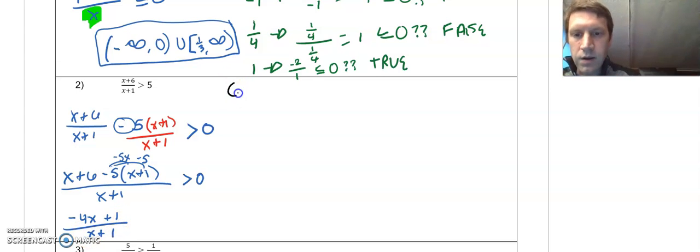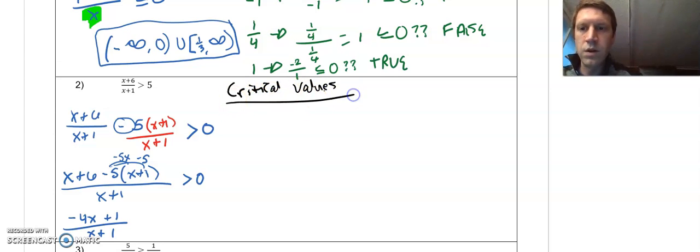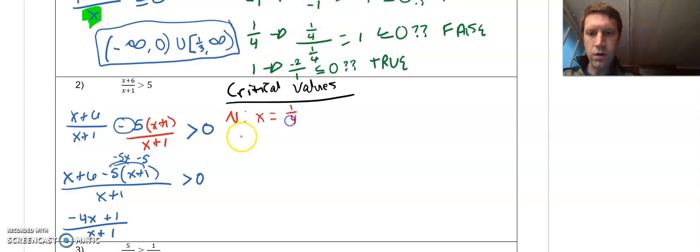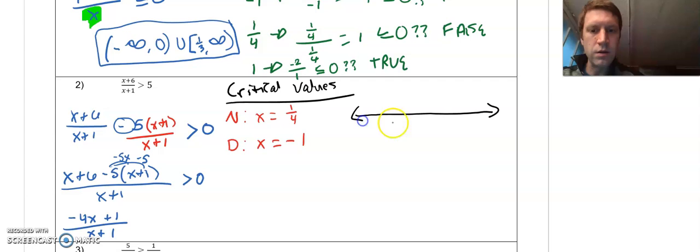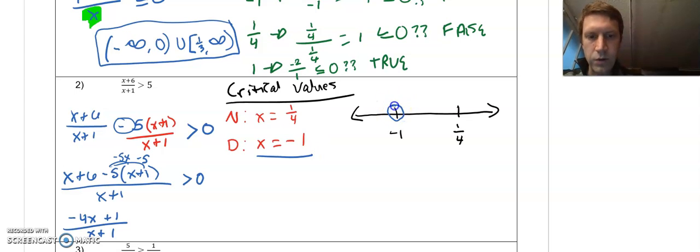Okay, now let's talk about critical values. So from my numerator, I get 1/4. And from the denominator, we get x equals -1. So let's set those up on the number line. Like we talked about, any critical value generated from the denominator will have an open circle because we cannot include a number that generates 0 on the denominator.